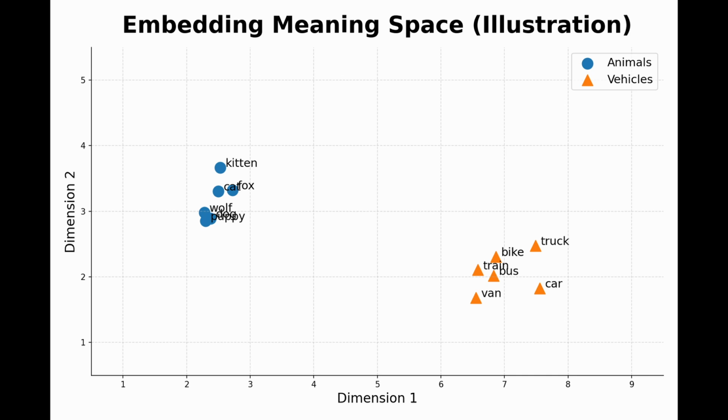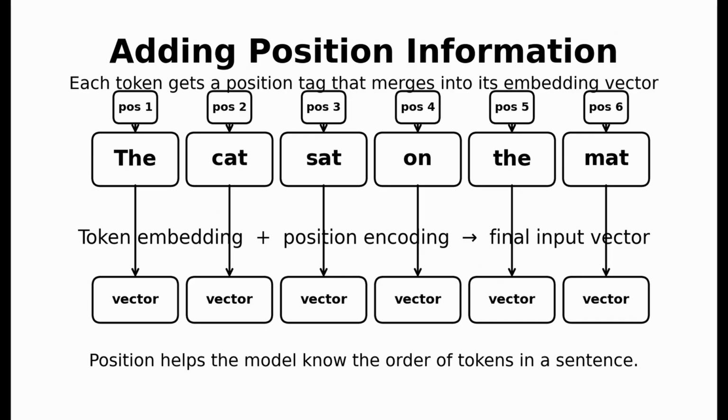There's one more catch. Order matters. If you only give a model embeddings, the sentence, "the dog chased the cat," looks like the same bag of tokens as "the cat chased the dog." So transformers also inject information about position. Different models do this in different ways, but the purpose is the same. Each token needs to carry not only what it is, but also where it sits in the sequence. After token meaning and position information are combined, the model finally has a structured numeric sequence it can process.